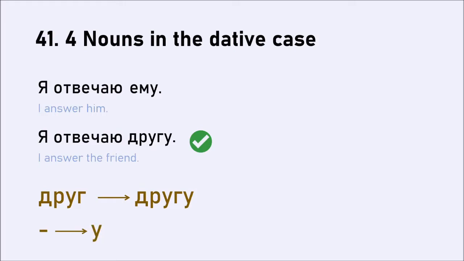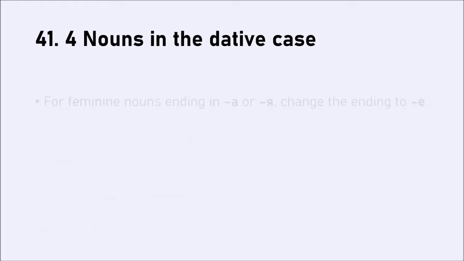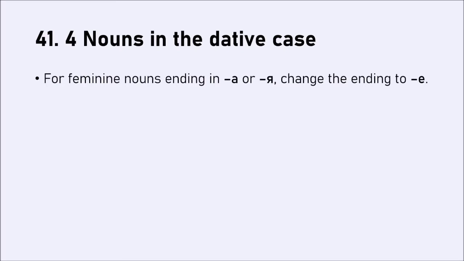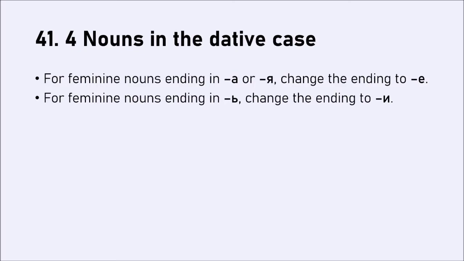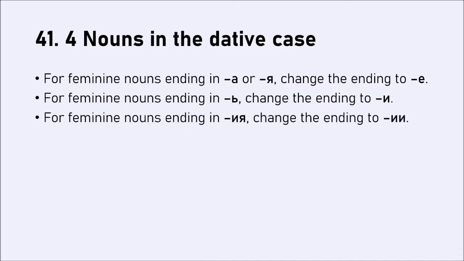So here are the rules then. For feminine nouns ending in a or ya, we change that to a ye. Feminine nouns ending in a soft sign, like we saw with площадь, we change the ending to an i. So it would be площади, yes. Now there's one exception here, is that if the feminine noun ends in ia, like we saw with станция, that changes to ii. So it would be станции. Okay, that's just an exception here. And there are many nouns in Russian that end in iya, as you'll see in just a moment.